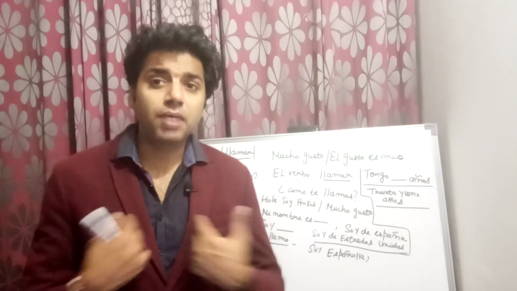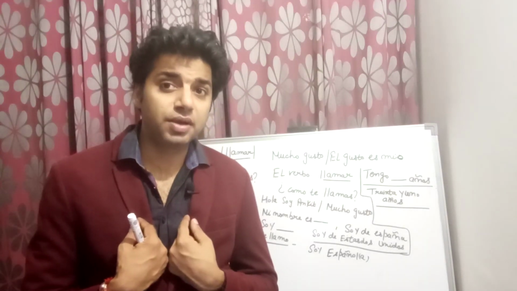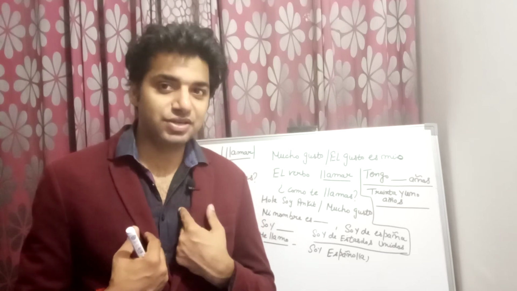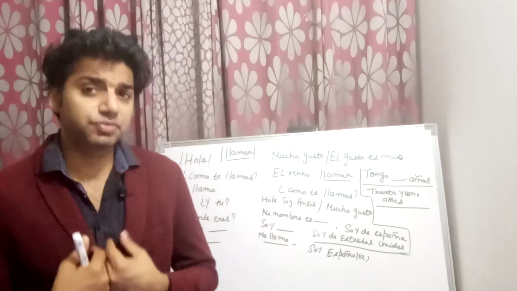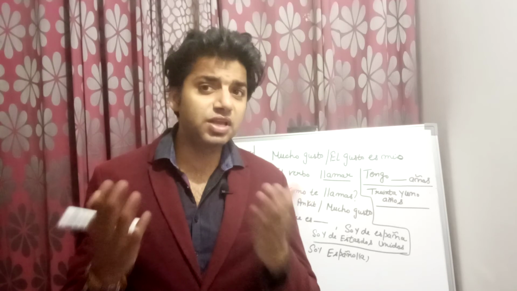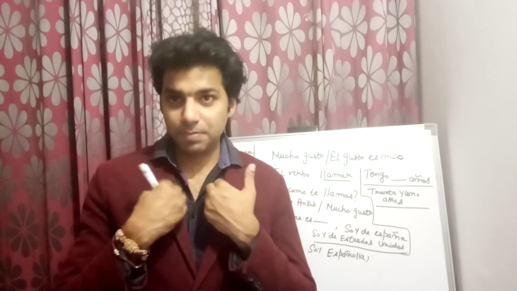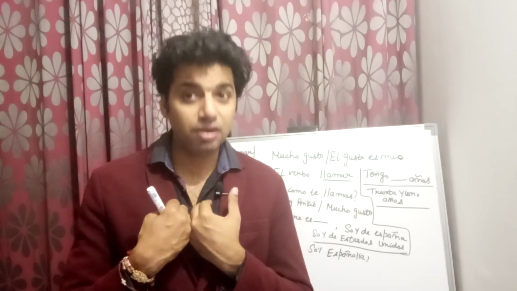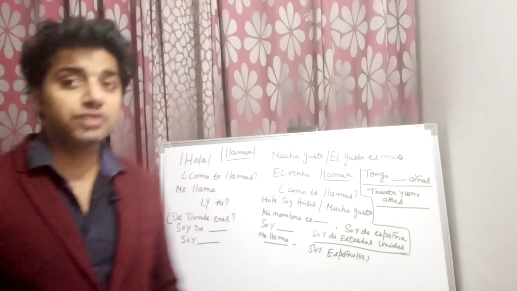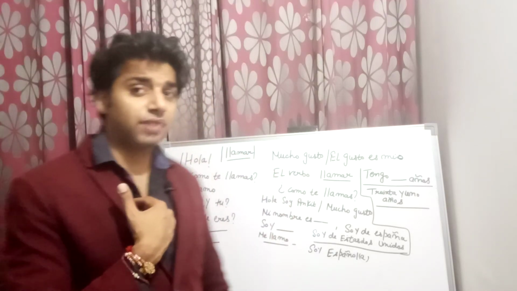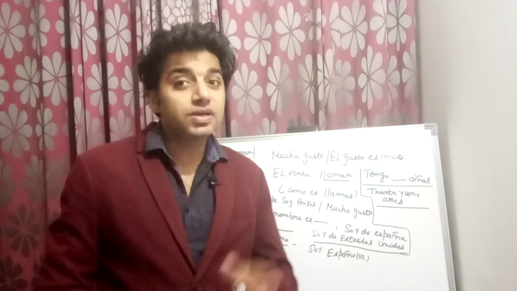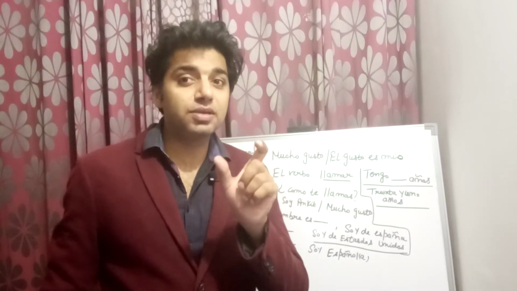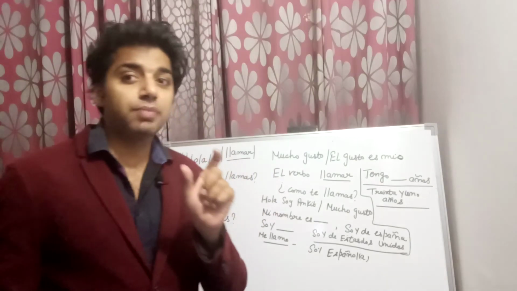If I'm saying my name is Ankit, what I will say is me llamo Ankit. Me llamo. My name is Ankit Malhotra, I'm saying. If you ask me, what is your name? You have to say ¿Cómo te llamas? I will say me llamo Ankit Malhotra. If I say my name is, I will say me llamo Ankit, y tú? Me is basically my and tú is basically you.